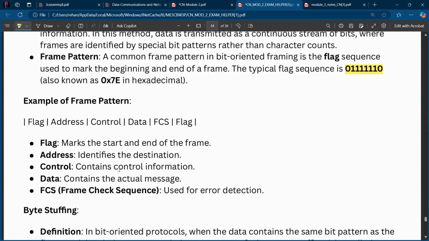So again it has flag, address, control, data, FCS and flag. The additional thing is the data field. So everything else is the same, right?